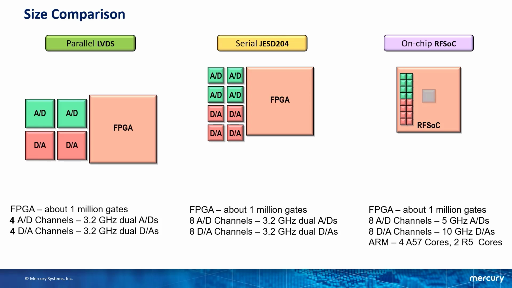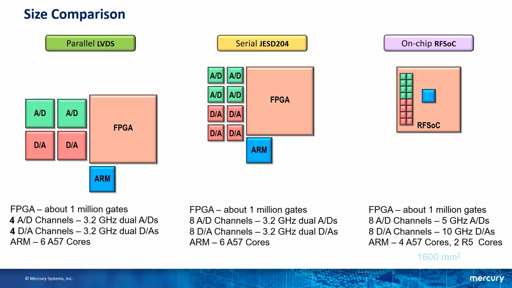I did the same with the ARM processor, finding processor chips that were about the same size as the ARM core that's in the RFSoC. What you end up with is the RFSoC solution is 1600 millimeters squared, the JESD solution is 2860 millimeters squared, and the parallel solution is 3210 millimeters squared. And considering many of these systems get deployed in UAVs and other SWaP-constrained environments, the RFSoC comes out ahead.